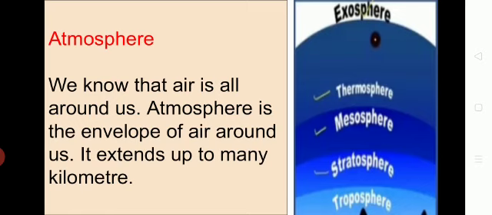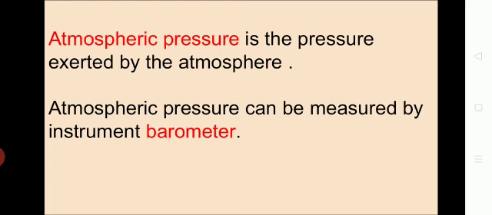Atmosphere. We know that air is all around us. Atmosphere is the envelope of air around us. It extends up to many kilometers. Troposphere, stratosphere, mesosphere, thermosphere, and exosphere are the regions of the atmosphere. Atmospheric pressure. It is the pressure exerted by the atmosphere. It can be measured by the instrument barometer.